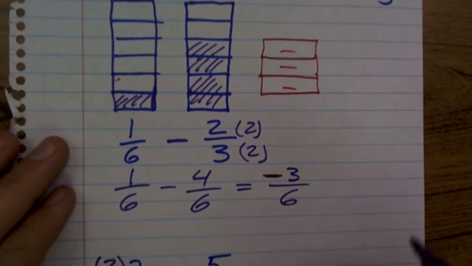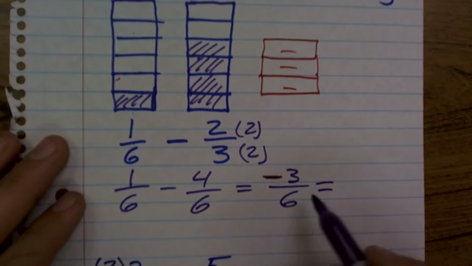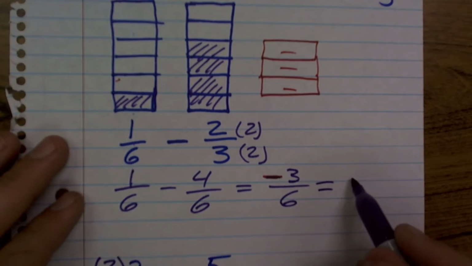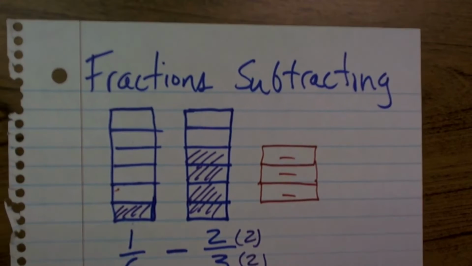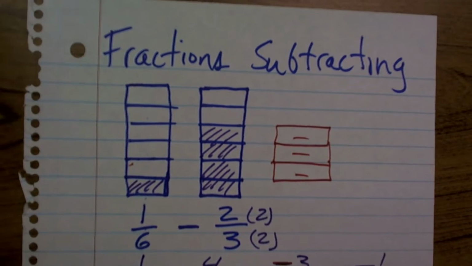Oops, I forgot, let's go and reduce the earlier one. Negative 3/6 can be reduced by 3 on the top and bottom to a negative 1/2. All right, ladies and gentlemen, that's subtracting fractions with unlike denominators.